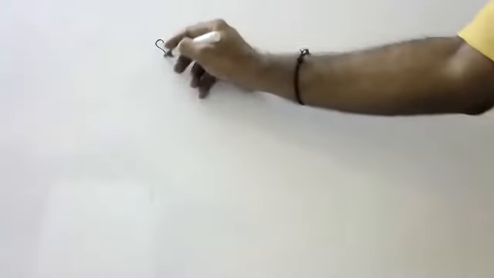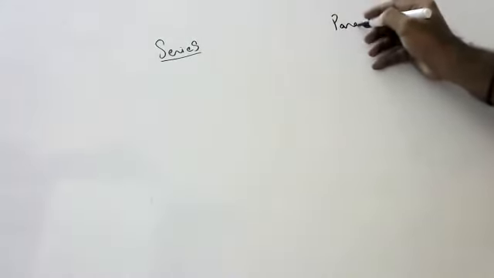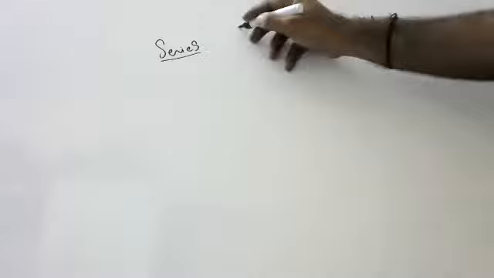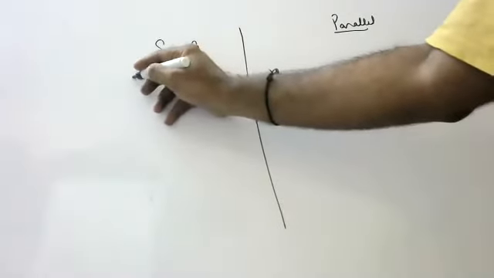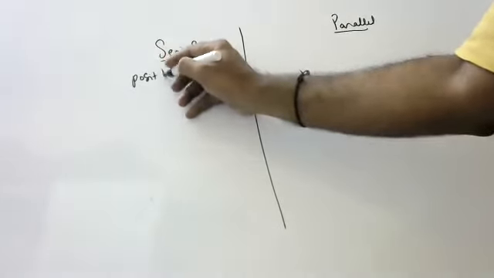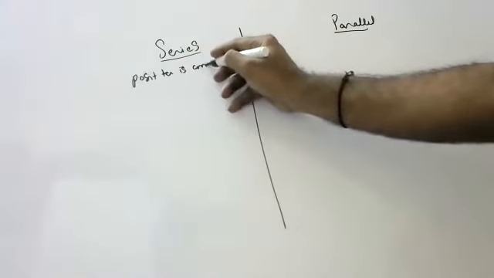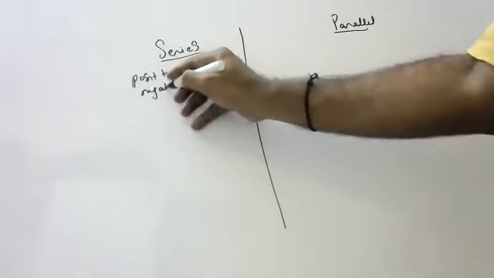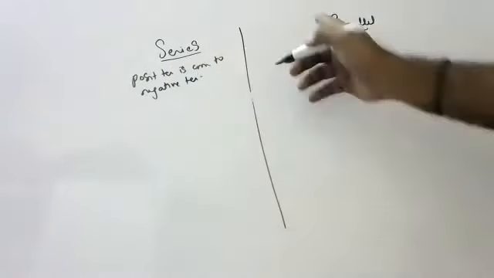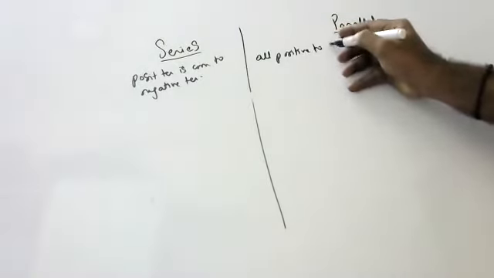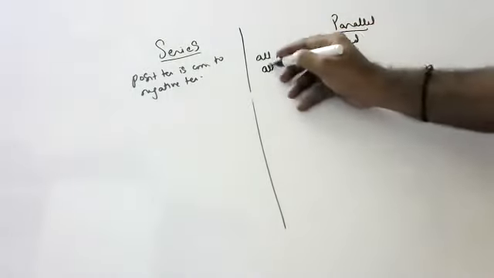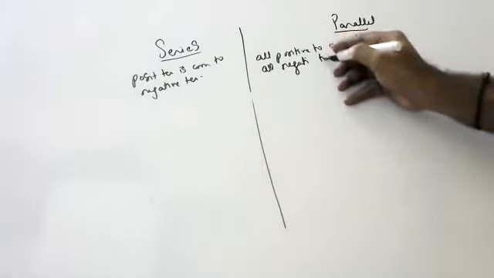Children, in electricity, today we are going to discuss the differences between series and parallel connection. Children, in series, the positive terminal of one end is connected to the negative terminal of another end. Whereas in parallel, all positives are connected to one end and all negatives are connected to another end.